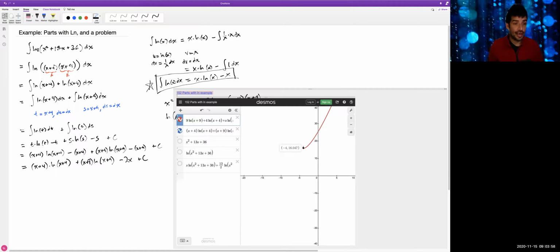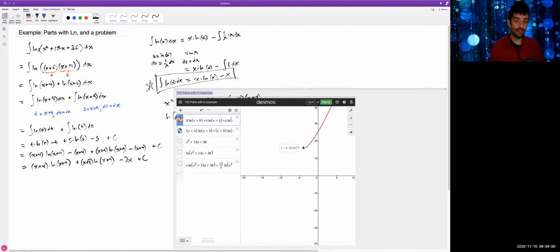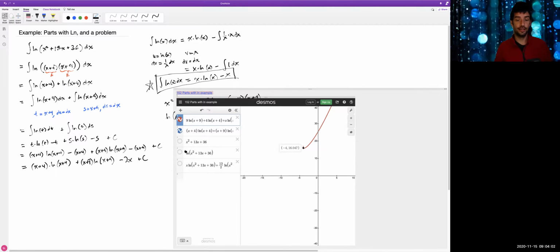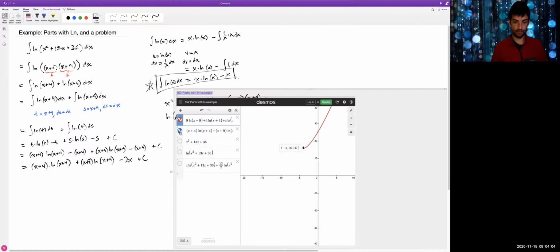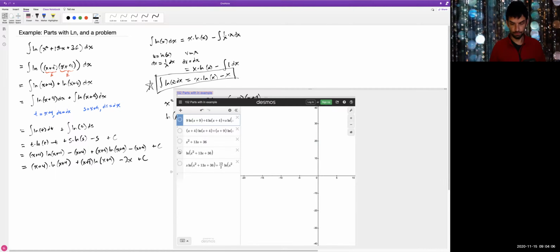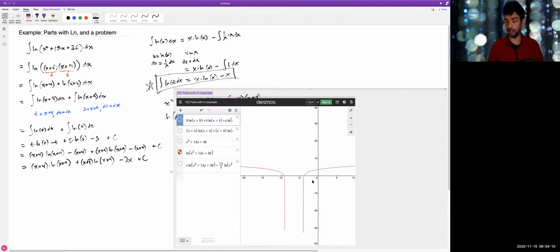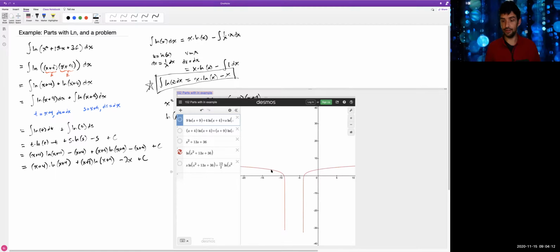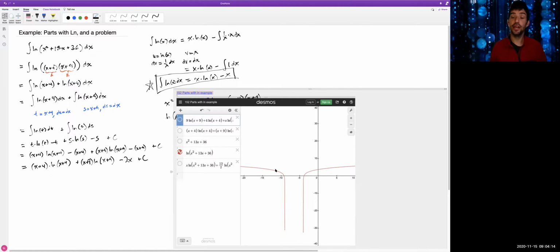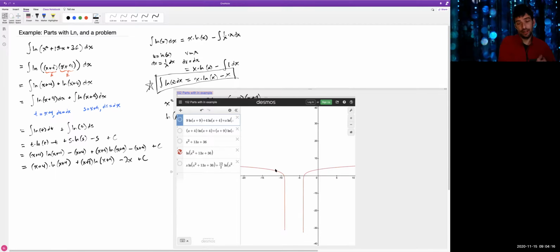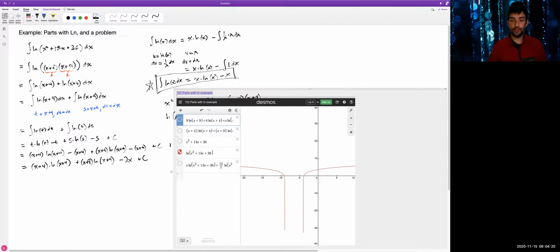And it turns out it's not. We made a mistake. So let's first look at the original function. Here's the original function. We can see that it has something funny going on at -4 and also at -9, but it exists below -9.